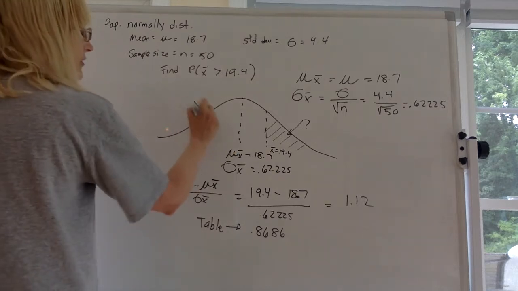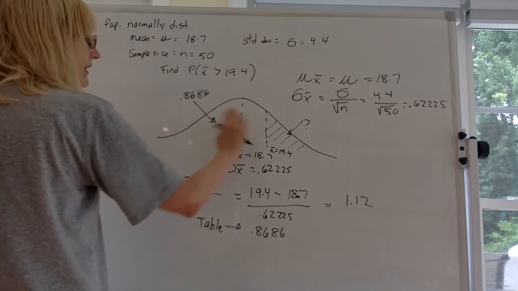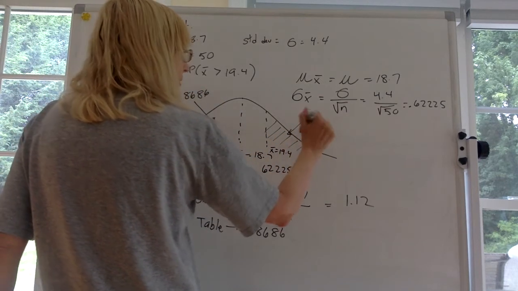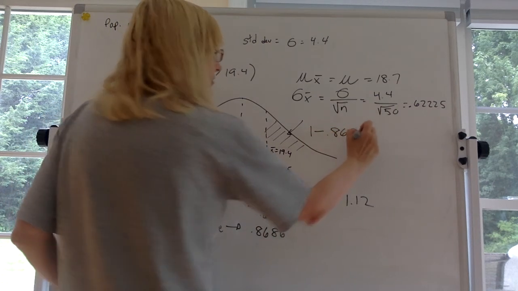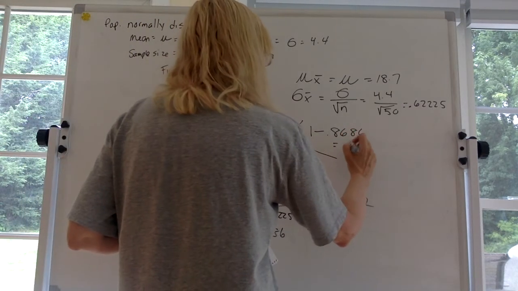But remember how the table works. That's giving you the area to the left. We don't want the area to the left. We want greater than. We want the area to the right. So remember the whole area is 1, so it's 1 minus 0.8686. So 1 minus 0.8686 is 0.1314.